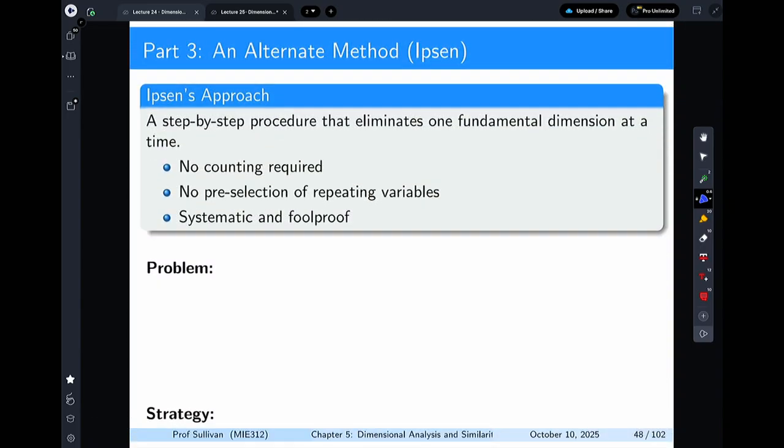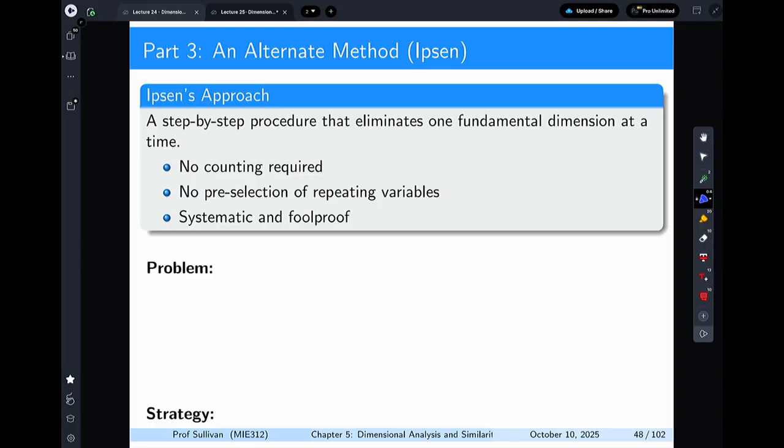Okay, there's another approach to this, and the other approach is to use Ipsen's approach. There's no counting required. There's no pre-selection of the repeating variables. It can be systematic and foolproof as long as you know what you're doing. And again, there's a lot of experience and intuition that goes into this. It is helpful to know what it is and to recognize that you can use it as a way of solving these problems.